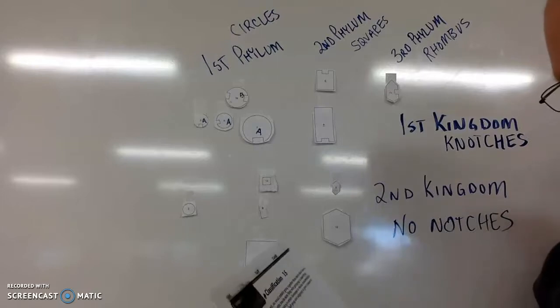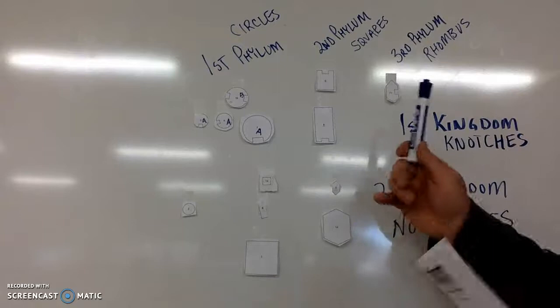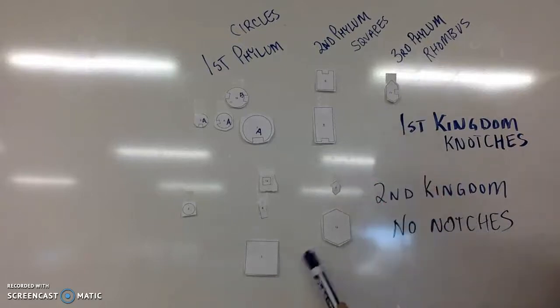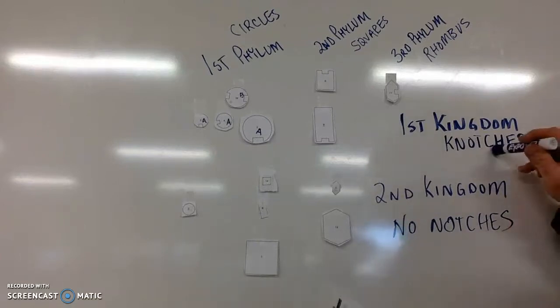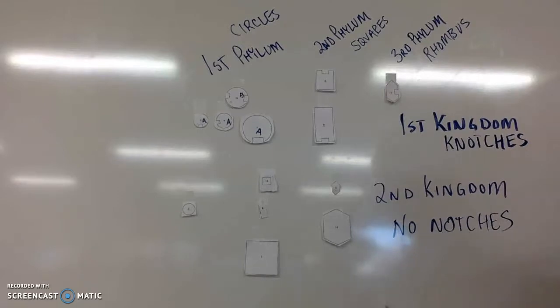How do the members of the first kingdom differ from the second kingdom? I would say that the first kingdom has notches and the second kingdom does not. What 2 names would you suggest? I would say the notches and the no notches. You can come up with your own answers if you want. Your own design, I'm just giving you a kind of a run through.